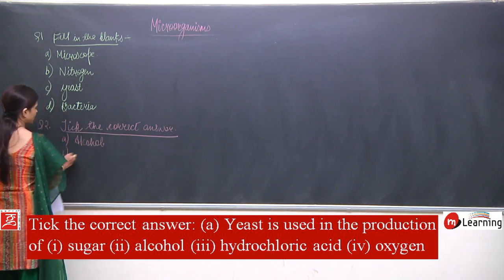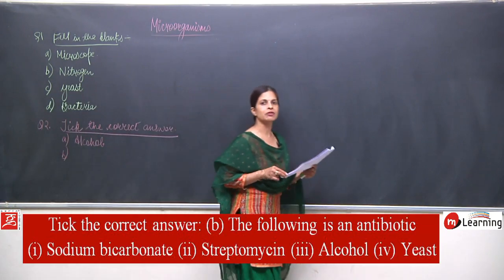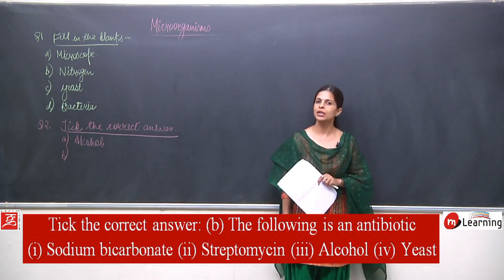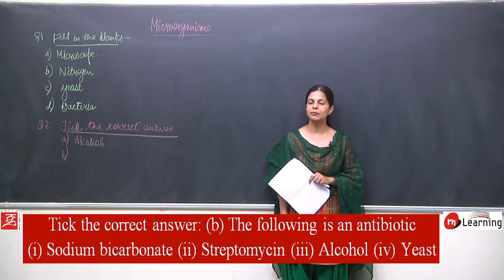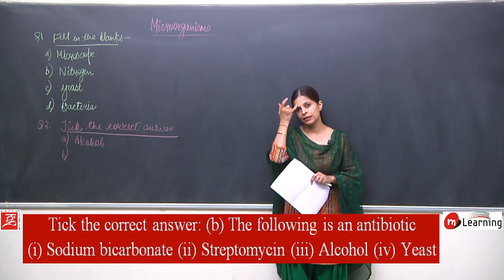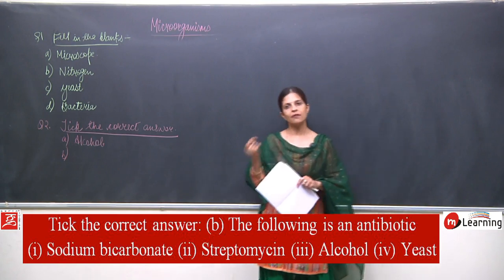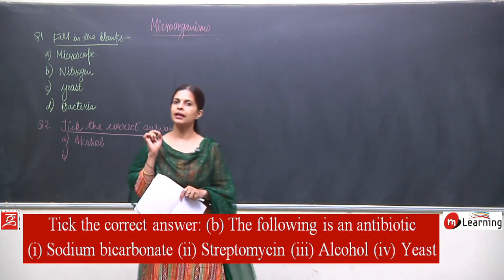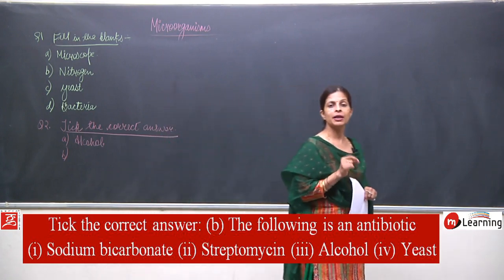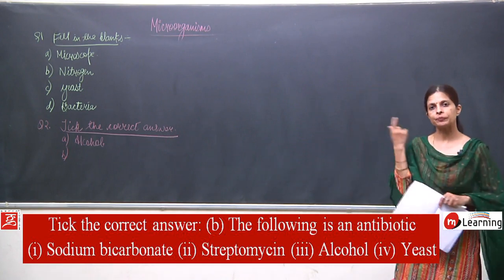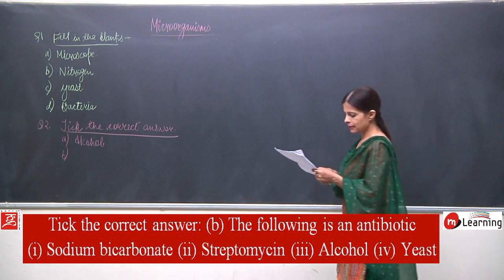Now come to B. B is: the following is an antibiotic. Now first of all, what is the meaning of antibiotic? Antibiotics are substances or chemicals produced by living microorganisms. We have discussed this, that an antibiotic is a chemical substance produced by microorganisms, but it has the capability to destroy other microorganisms.